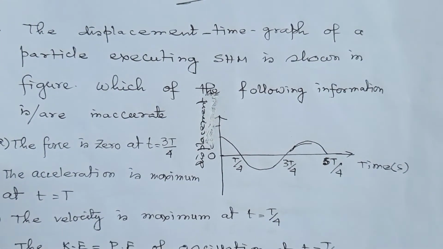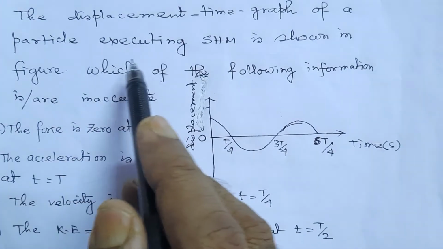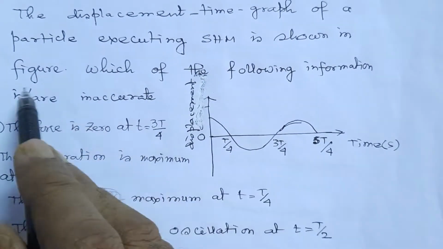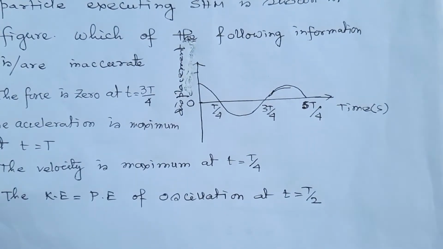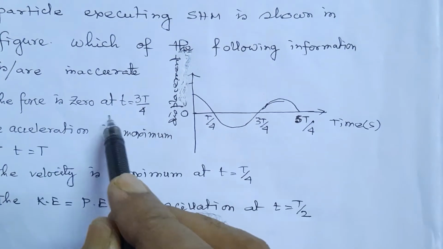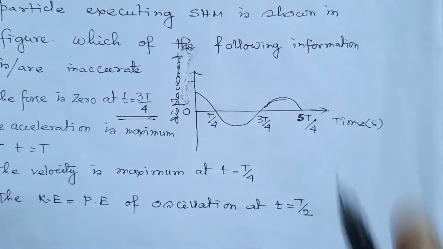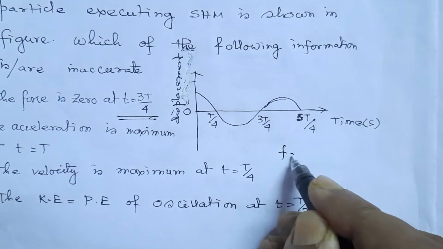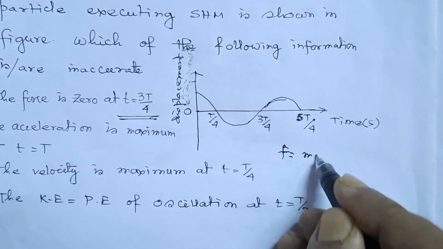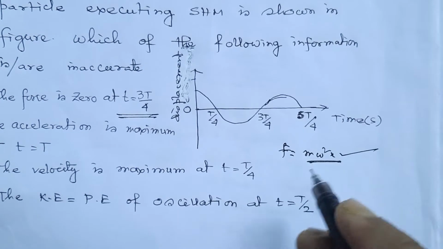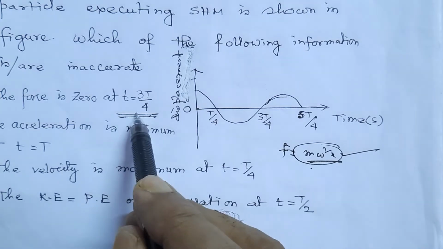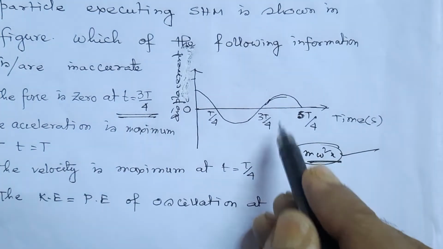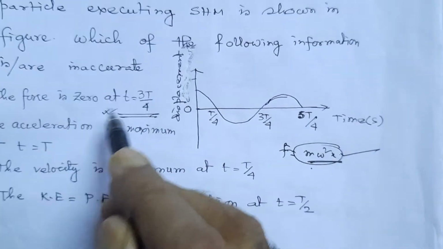In this question, the displacement-time graph of a particle executing S.H.M. is shown in the figure. Which of the following information is inaccurate? We have to find which information is inaccurate. The force is 0 at t = 3T/4. We know that force equals mω²x. When x is 0, then force is 0. But we know that at 3T/4, displacement is 0, so the force is 0. It is a correct option, but we have to find the inaccurate answer.